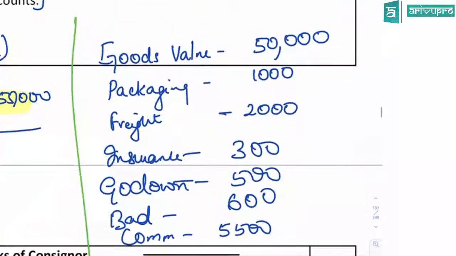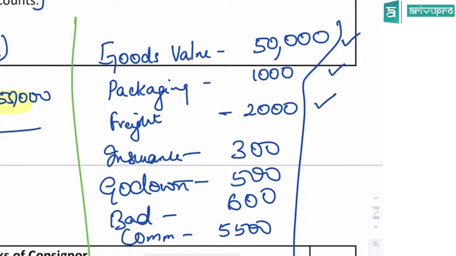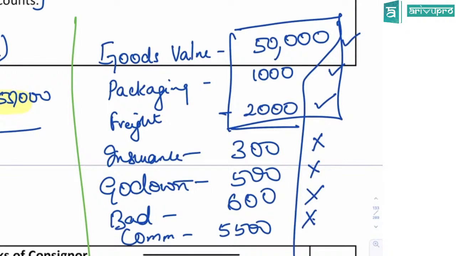Now, out of all of these expenses, which are the expenses which have to be considered? Let's go one by one. Should you consider the value of the goods? The answer is yes. Packaging, yes. Freight, yes. Insurance, no. Godown is for storing, no. Bad debts, no. Commission, no. So only these are going to be considered for the purpose of valuing inventory. Are you clear?